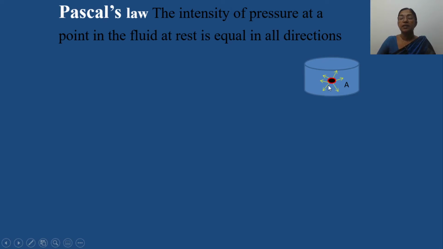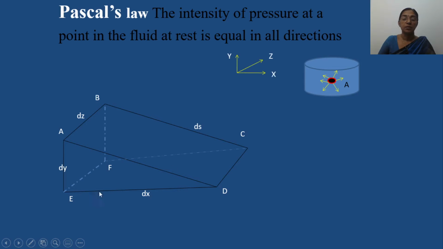Let us consider the equilibrium of an arbitrary fluid element in the form of a triangular prism within the fluid under rest conditions. So this is the triangular prism. It has the dimensions dx in x direction, dy in y direction, and dz in z direction. The intensity of the pressure in x direction is px and in y direction is py, and the normal pressure acting on this inclined plane is ps. This inclined plane makes an angle theta with respect to horizontal.